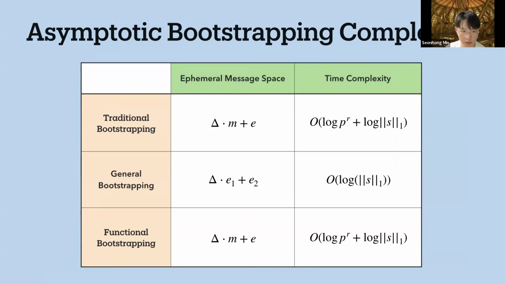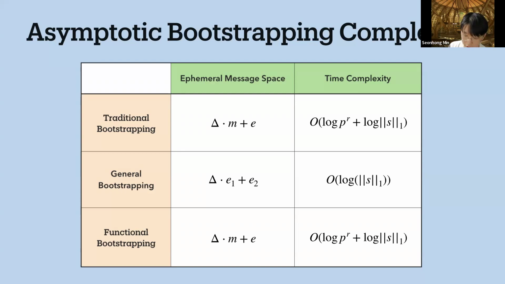So in traditional bootstrapping, we need to operate on the message itself. So we need an ephemeral message space during the bootstrapping, which can accommodate the delta m plus e. And the complexity, please excuse me, it is depth complexity. So the depth complexity becomes O(log p^r + log of the 1-norm of s).